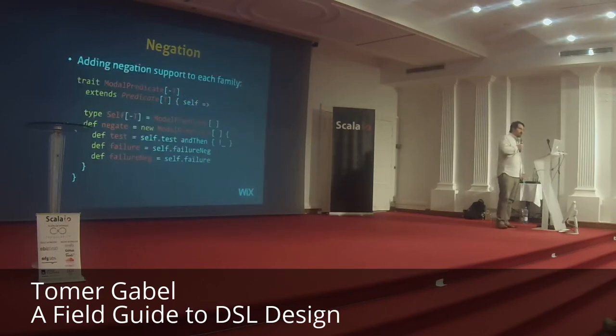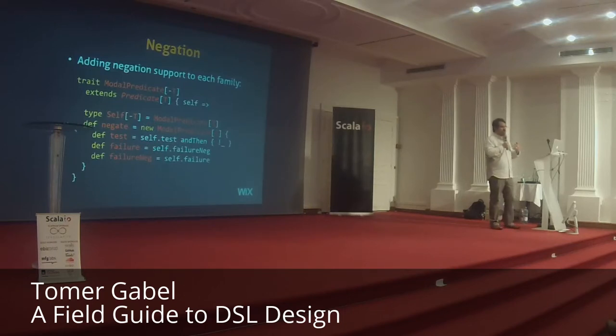We need to add these features to each predicate family. So in our case, to exemplify this, we have the modal predicate, and the self-type for that is modal predicate. We expect that if we have, say, contains, the negation of contains would also be a modal predicate, so it can be fed to the should verb.